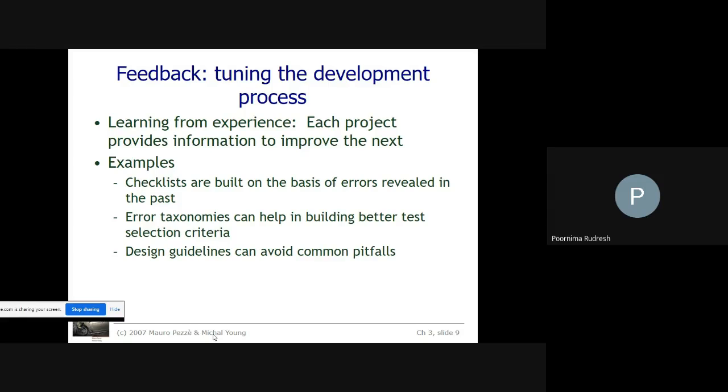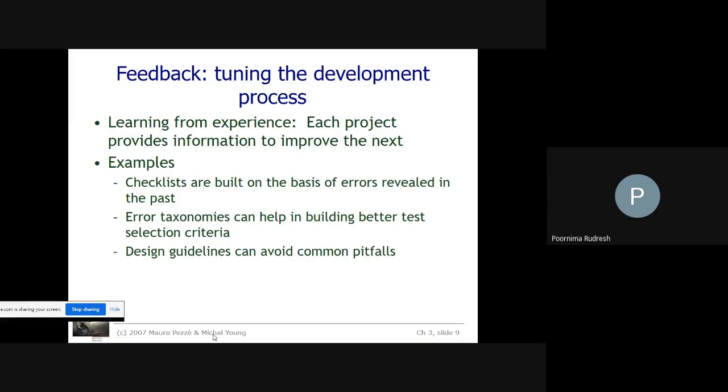So feedback is nothing but collecting information about the operation of the system from the end users, the customers, the testing team, or the development team. To do that, the testing team makes checklists, or uses taxonomies, and design guidelines are used to avoid common pitfalls. So this is about feedback.